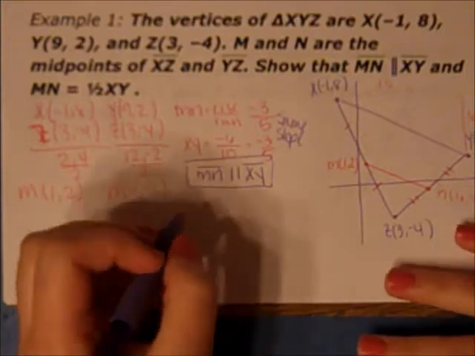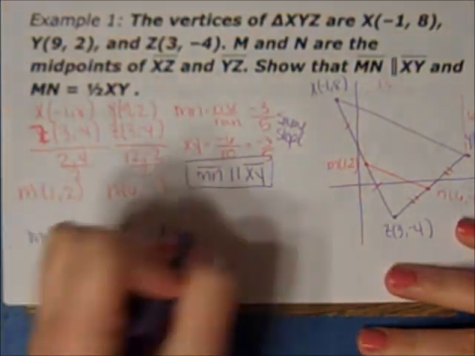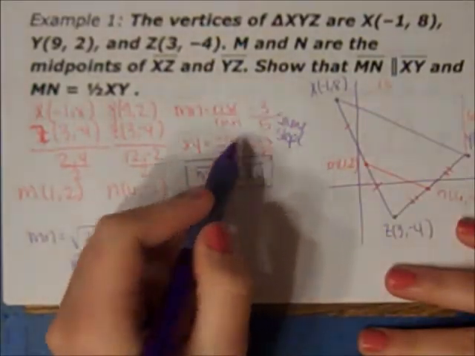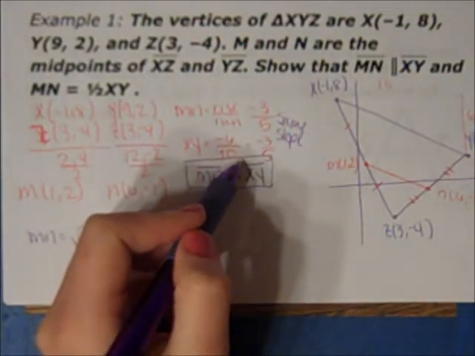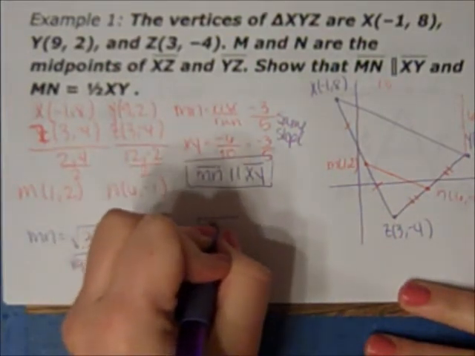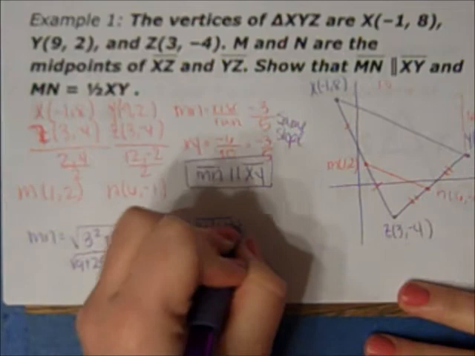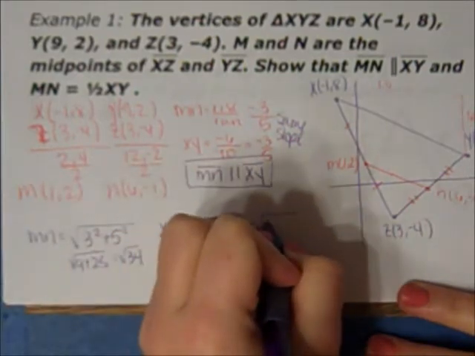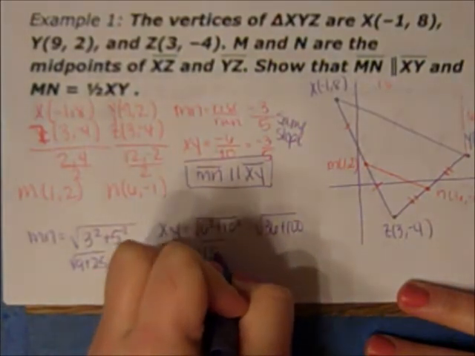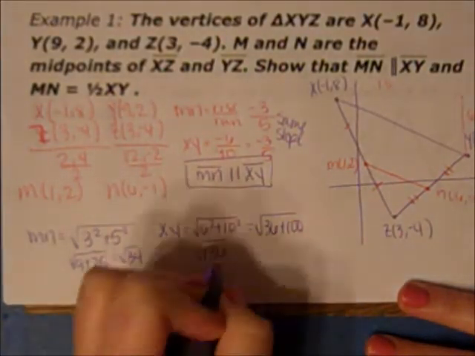Now let's do XY. Okay, so for XY we have 6 and 10. It's important that if you're going to use the slope that you use the unsimplified slope. So we have to use the 6 and the 10 or we won't get the right distance. So that is 36 and 100. So the square root of 136 is going to break down.